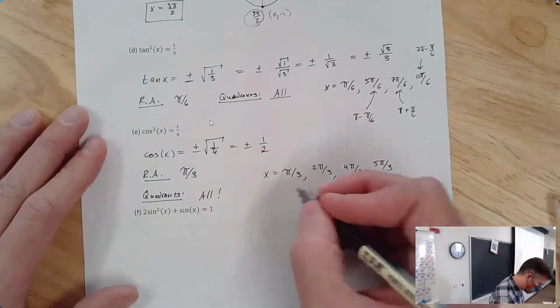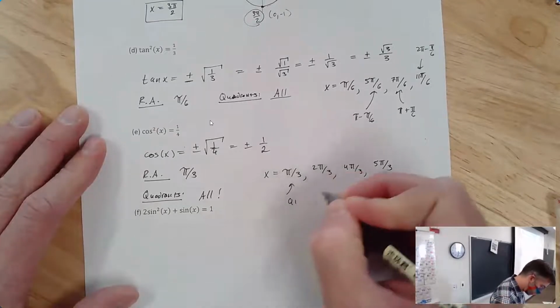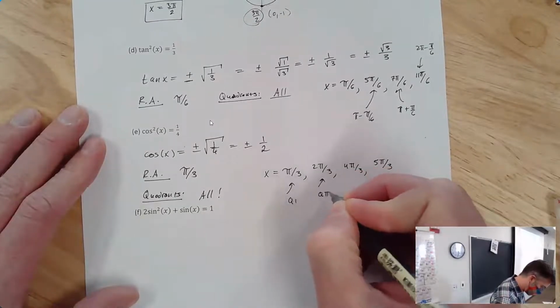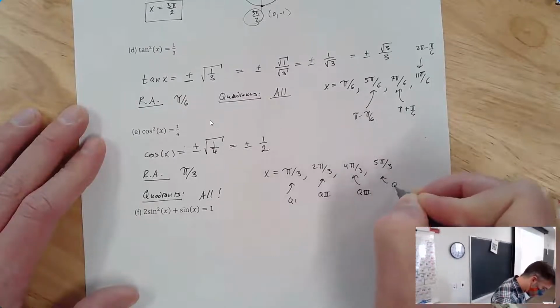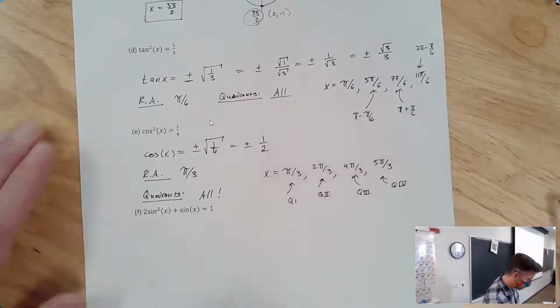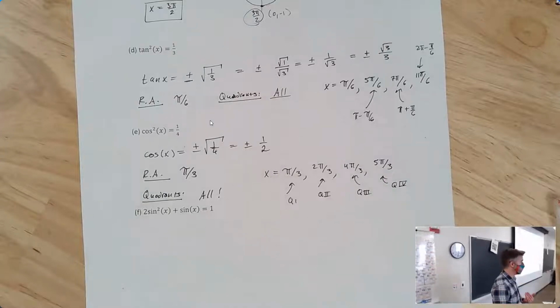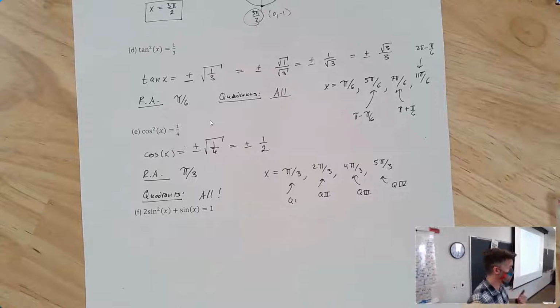So these are the 4 angles in quadrant 1, quadrant 2, quadrant 3, quadrant 4, where cosine is either positive 1/2 or negative 1/2, which would mean cosine squared is positive 1/4 because the negative or positive squared.